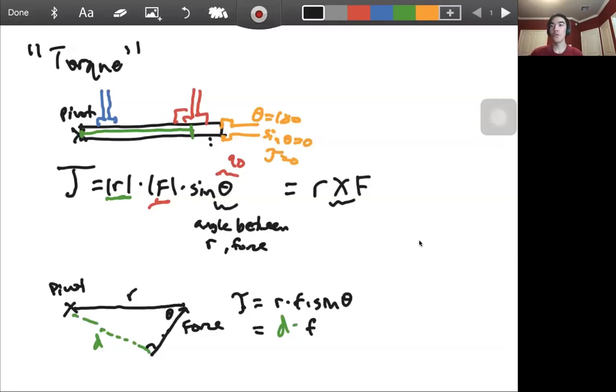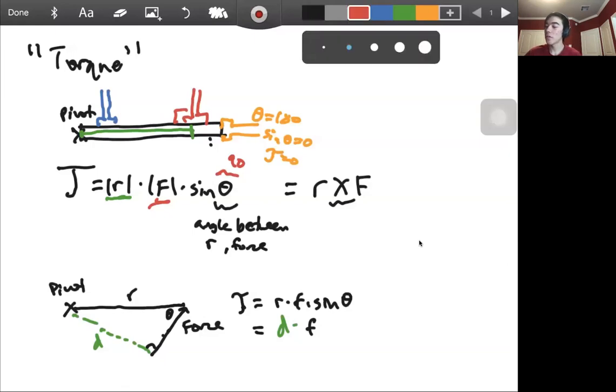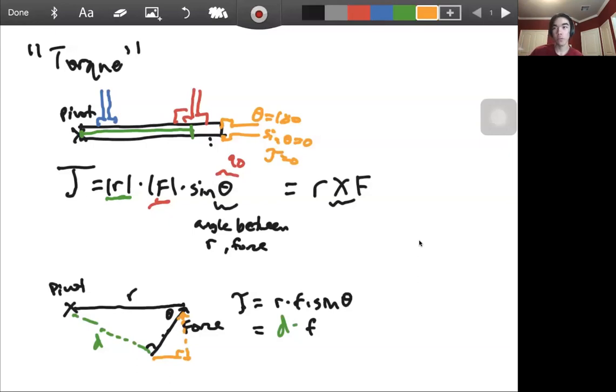But you can also drop a different altitude. You can drop this altitude to make the force perpendicular. And what should we call that? I'm just gonna call that G. So this is also equal to the length R times the part of the force that's perpendicular.